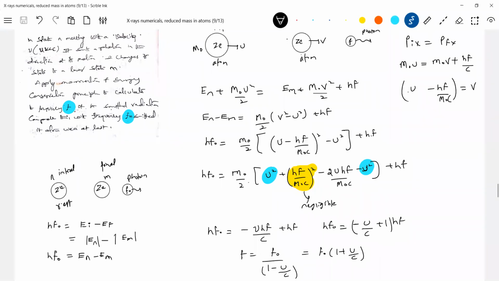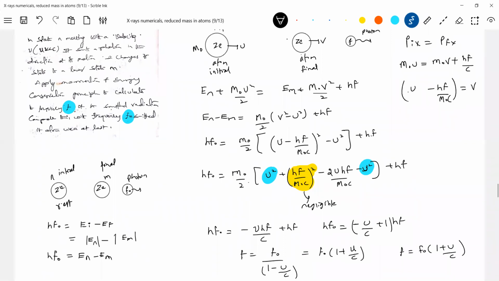If an atom is moving, and it emits a photon in the direction of its motion, then the frequency of the emitted photon will be given by this formula. What is u? That u is the initial velocity, not the velocity after emission. This is the initial, this is the final. Getting the idea? Similarly, if it emits a photon opposite its motion, then 1 minus u by c. If it emits a photon in the perpendicular direction of motion, it will remain f naught only. So this is our final answer.